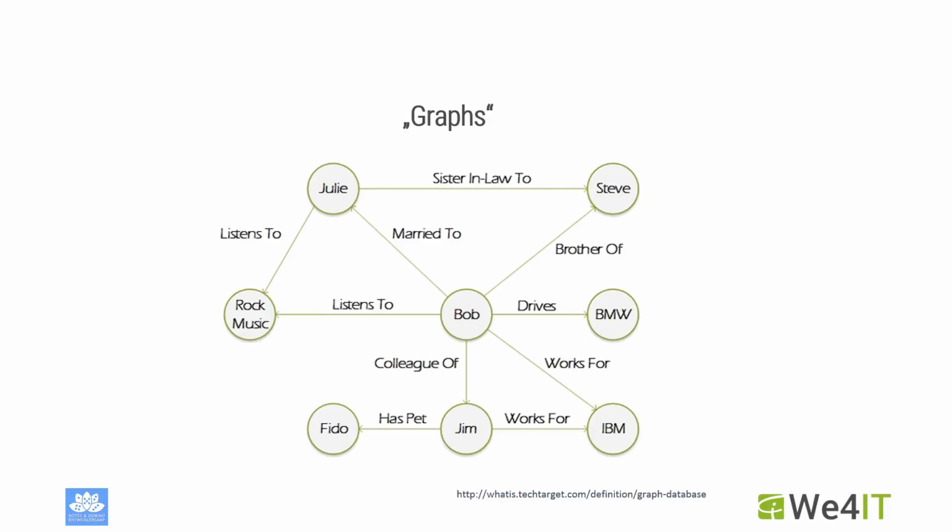BMW is an element of type car manufacturer. Rock music is, yeah, music, of course. And IBM is on the chart too. And of course, it is an employer. So what you can see is that there are objects, and I hope you can see the arrows that point from one object to another, and they have a direction. And this is what the GraphDB is all about. It's not mainly about storing information about objects or elements with their properties, key values.